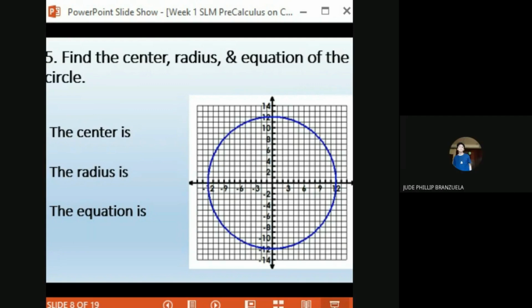Appeal, sir. So, ang final answer, gabi mo. X squared plus y squared equals 12 squared, sir.